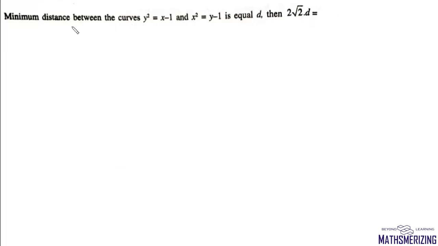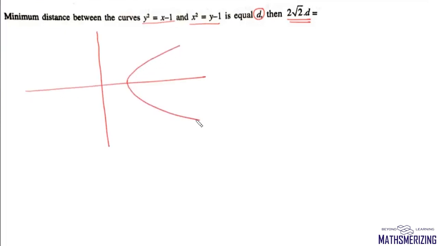Now here the question is: find the minimum distance between the curves y square equals x minus 1 and x square equals y minus 1, and say the distance is D. We need to find the value of 2 root 2 into D. So first we have this parabola, y square equals x minus 1, a parabola opening right and shifted to 1, 0. And then we have this parabola, x square equals y minus 1, a parabola opening upwards, again shifted 1 unit. Now we need to find the minimum distance between these two curves.